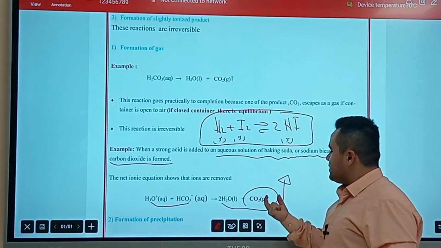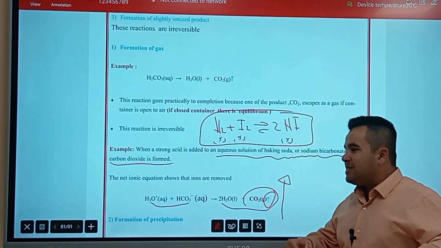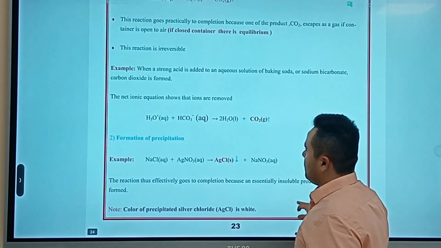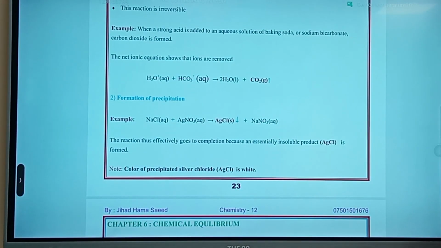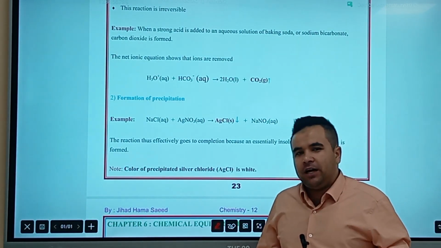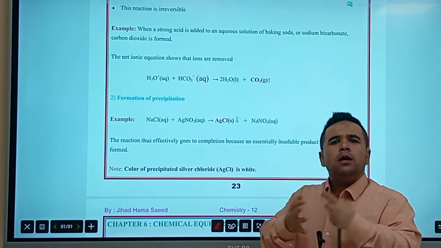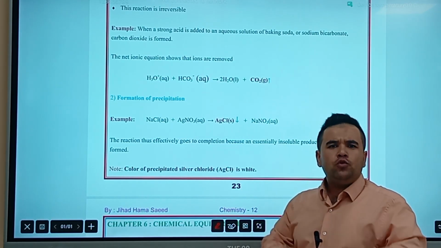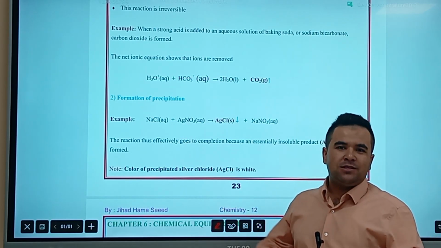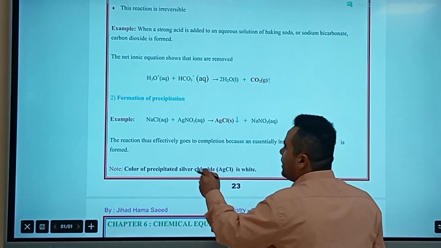And then this arrow is a representation for what? For escaping the gas in the system, or gaseous phase escaping in the system. Formation of a precipitation, guys. Whenever some species, a salt or any other, is formed in the product as precipitate, a precipitate is not able to dissociate and form ions and go back to form the reactants. So those reactions go to completion.